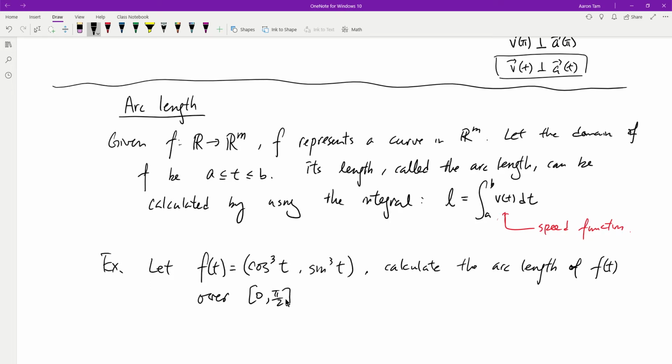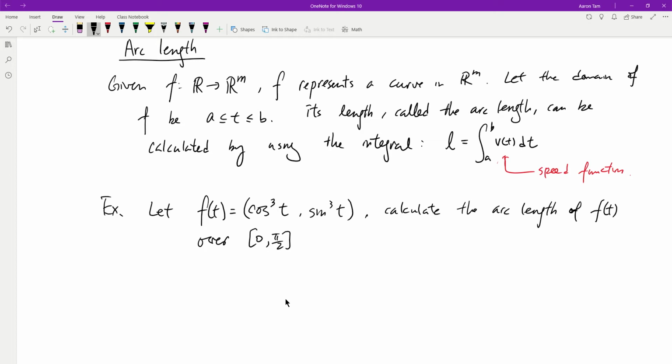So to do that correctly, what you need to do is first identify v of t. So therefore, what I need to do is find vector v of t. So vector v of t will equal this. The derivative of cosine cubed t is 3 cosine squared t multiplied by the derivative of cosine t, which is negative sine t. And the derivative of sine cubed t is 3 sine squared t times the derivative of sine t, which is cosine t.